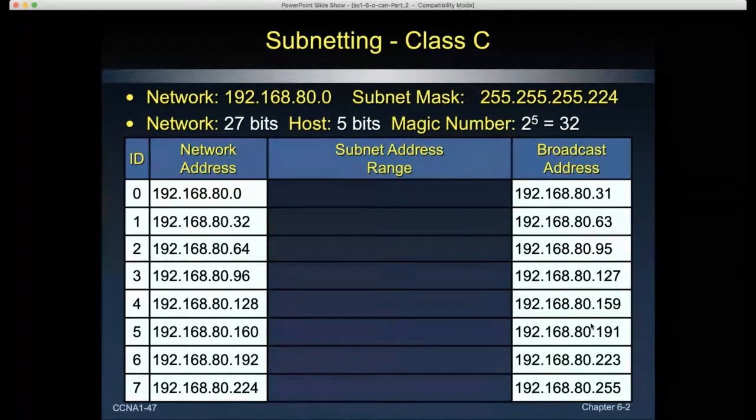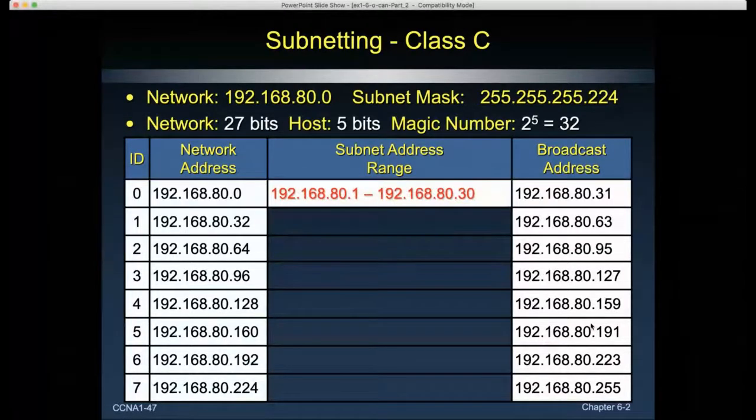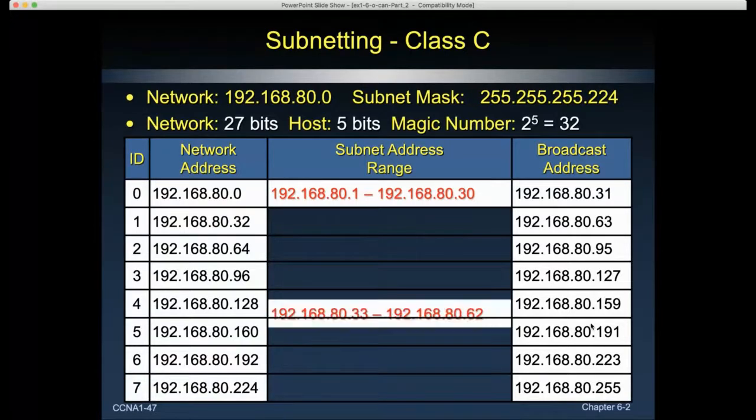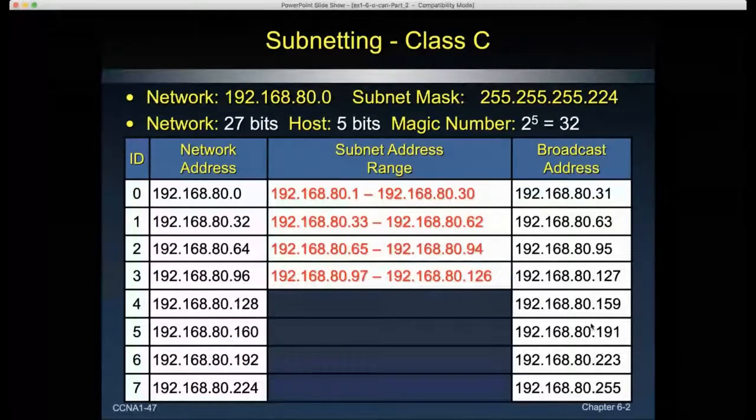In between those, 0 on the left and 31 on the right, is the range of addresses we get to use. Well, 0 plus 1 is 1, and 31 minus 1 is 30. Here's our 30 available addresses. Remember 2 to the power 5 minus 2? 2 to the power 5 is 32, minus 2 is 30. We have 30 usable addresses in each new network we've created.